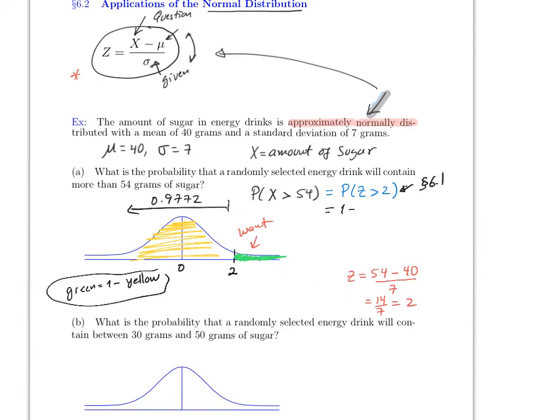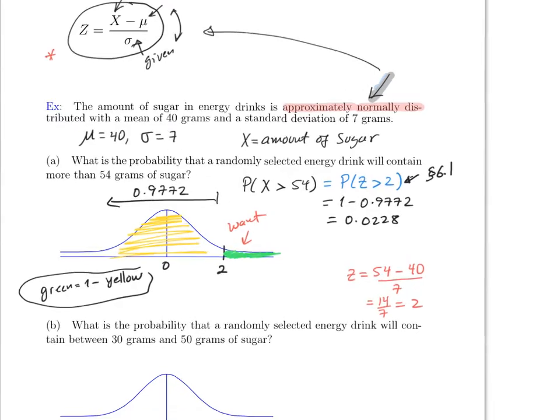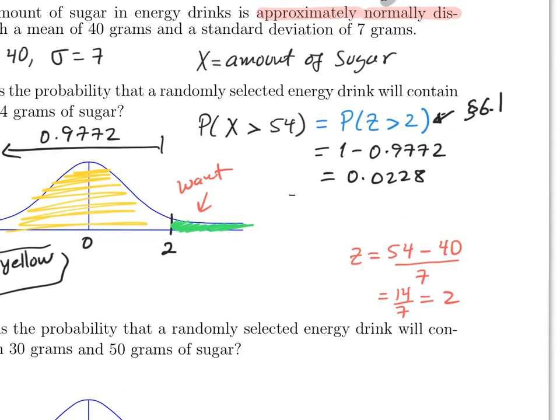So therefore this will be 1 minus 0.9772, which is equal to 0.0228, and that's it. Or remember, you can also use a calculator, which will be normal CDF. This is the lower bound, this is the upper bound, so this will be from 2 to 1000, and it will give you exactly the same answer.